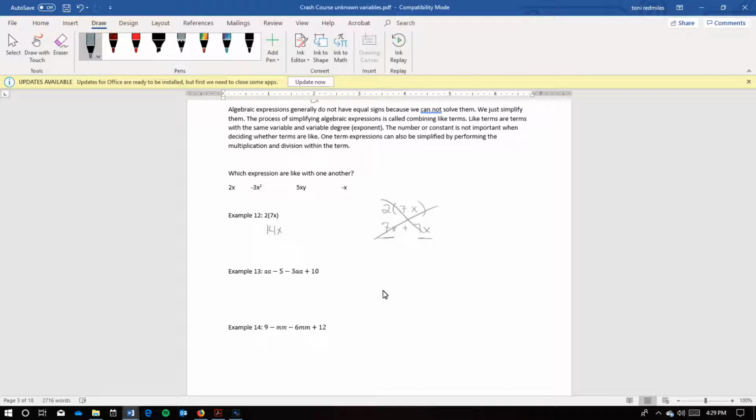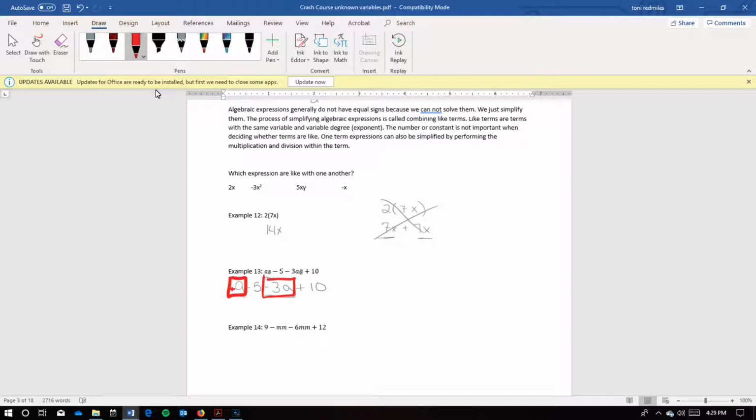All right, so let's look at this next one, and this A should not be here. For some reason, whenever I render it from PDF, it does all kinds of weird things. So the A's doubled. So I really have A minus 5 minus 3A plus 10. So my like terms would be these A terms. And I've got to take the sign that's in front. Let me highlight them in red. So this is a positive A, and this one's a negative 3A.